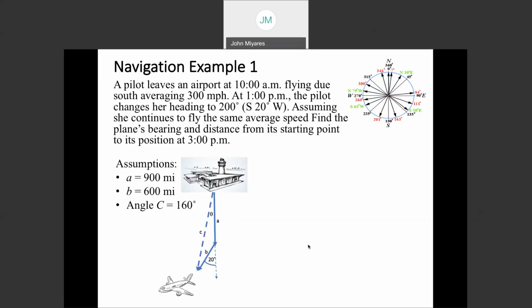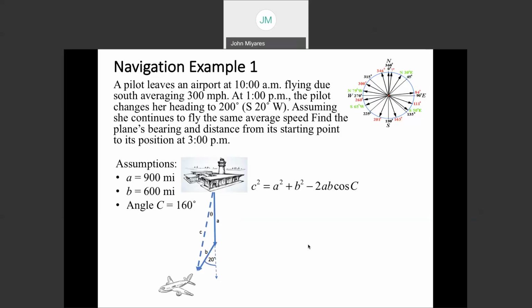Knowing we've made a 20-degree turn, the obtuse angle that forms sides A and B in that triangle will have a measure of 160 degrees, because the big angle plus the 20-degree angle must add up to 180, because that's north to south.